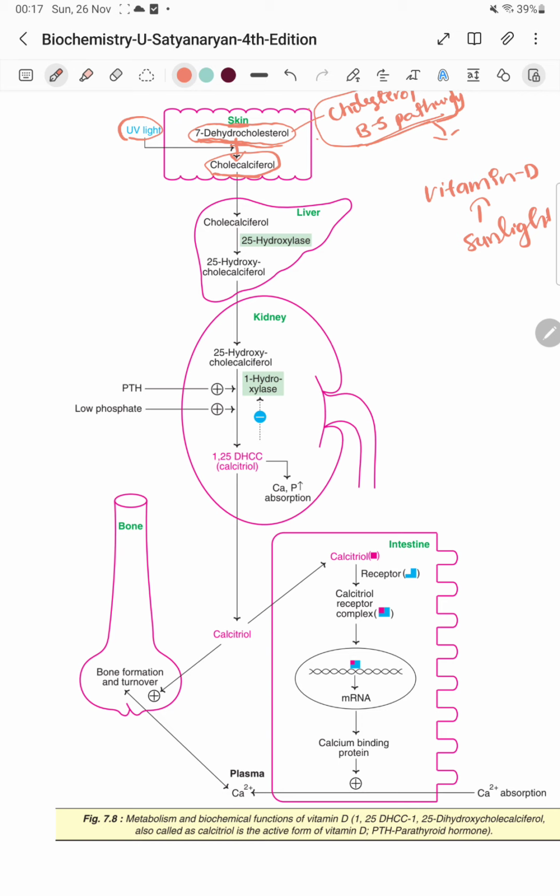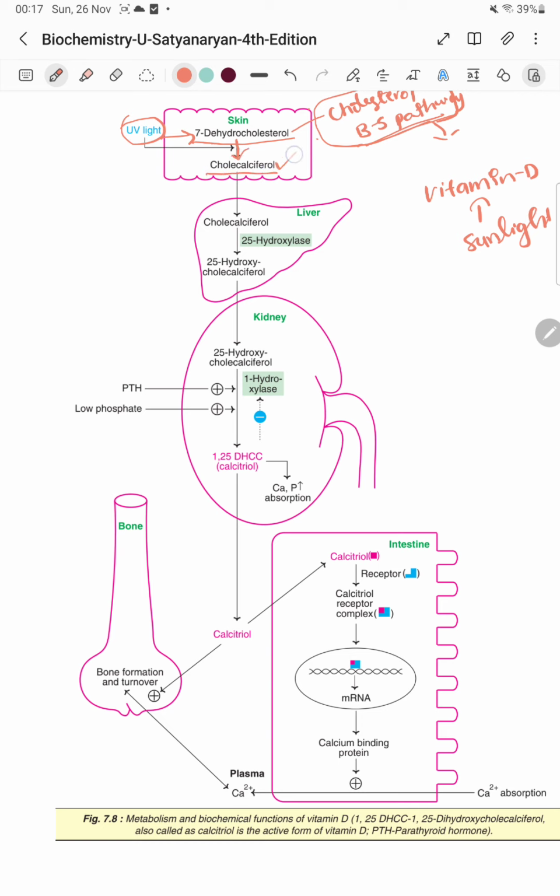Got it? So how did we get cholecalciferol? By the action of this UV light, by the action of this UV light on the 7-dehydrocholesterol. Once UV light falls on 7-dehydrocholesterol, this 7-dehydrocholesterol is converted to cholecalciferol.